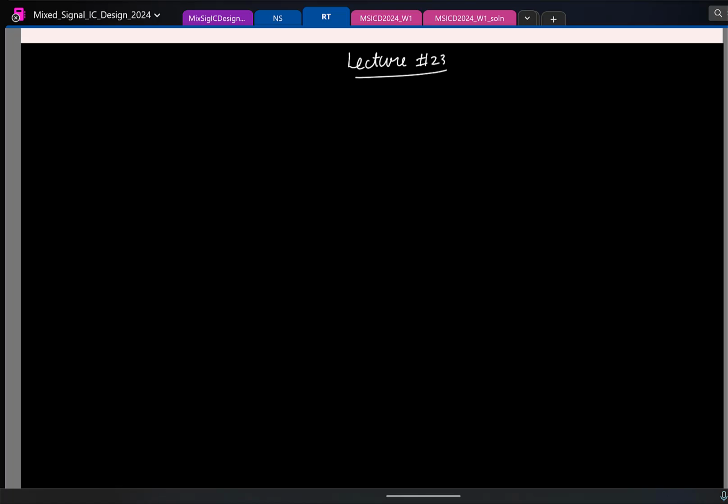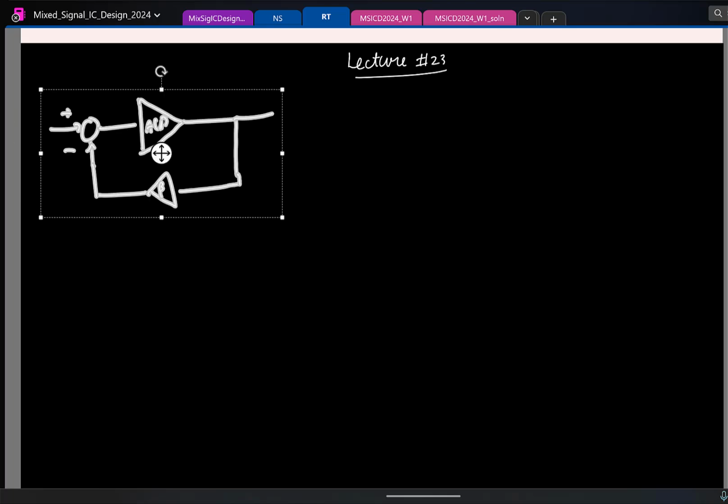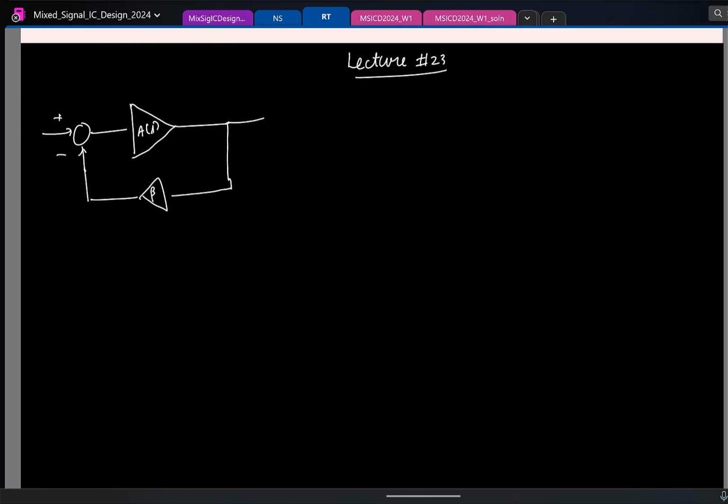So in the last class we were looking at the negative feedback system. So I'll draw this model again. Last class we discussed what happens if the amplifier here has a frequency dependent gain, that is, it has, let us say, one pole. So we assume that the transfer function of the forward amplifier is of this form: A0 by 1 plus S by P1.